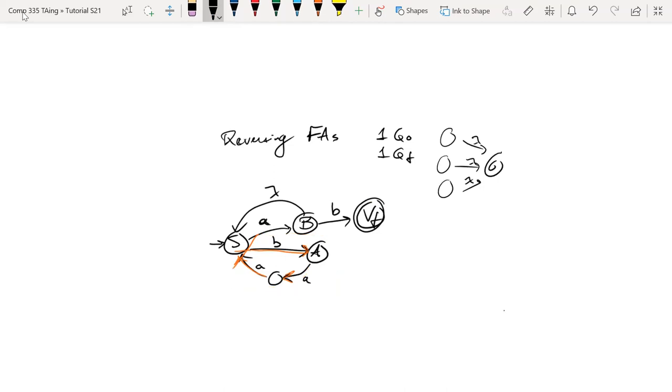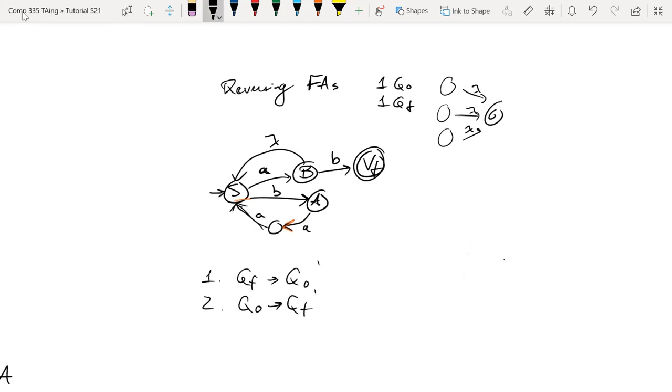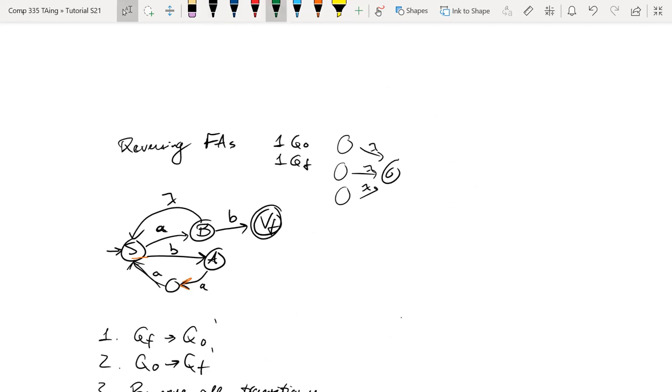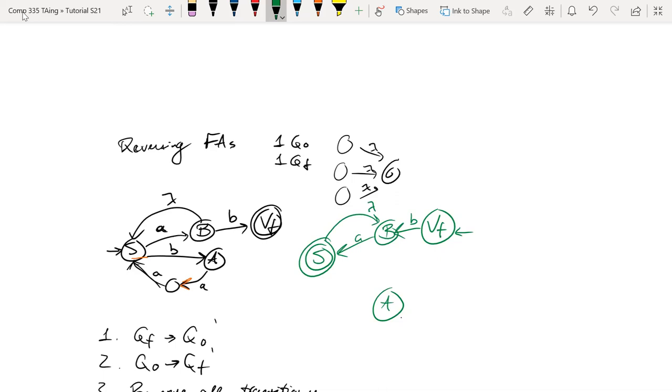So I was asked to reverse this FA, which is a good question. So suppose I have this FA. The steps are: your final state becomes your initial state, your initial state becomes your final state, let's say prime, and then reverse all transitions. So VF becomes my initial state. S becomes my final state. And then I reverse all of the transitions. So instead of going from B to VF with B, I go from VF to B with B. Then I go from B to S with A, and then S to B with lambda. And then S to A with B, A to S with B.